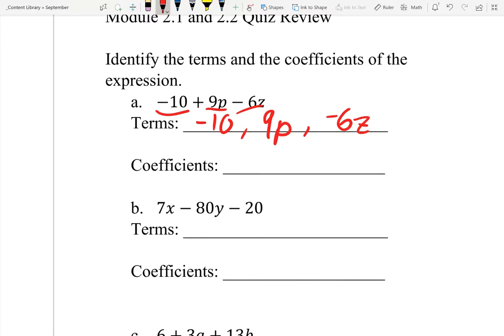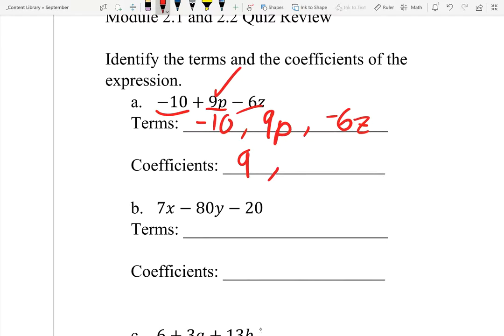Now, coefficients is what usually confuses people. Here's a quick definition. Coefficients are the numbers that are associated with a variable. So for example, negative 10 is not a coefficient because negative 10 has no variable. However, 9 is a coefficient because 9 is a number that is associated with p. You don't write 9p because that's the whole term. A coefficient is just the number that's a part of that term. It's basically the variable term, but without the variable. So it's just the number that's associated with a variable.